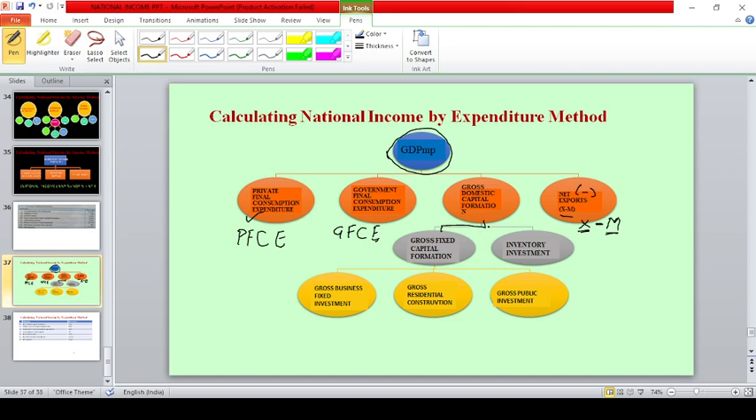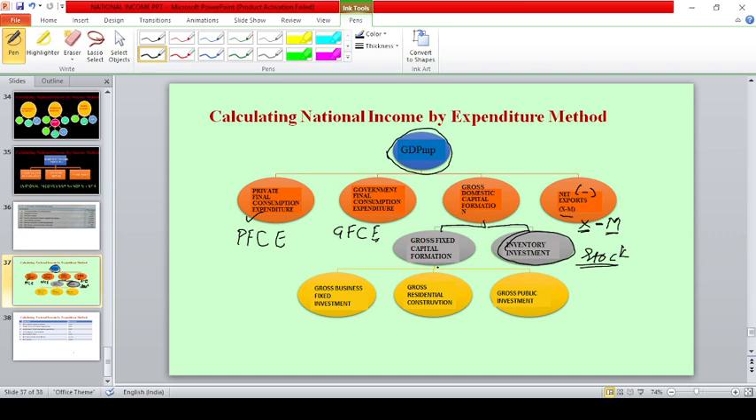Now it is being further divided into two important components, that is gross fixed capital formation plus inventory investment. Now what is inventory investment? These are all the investment that has been done on stock. The leftover which was not sold by the producer in that particular year, whichever year you are calculating the national income, has to be included in the calculation of national income. Why? Because the producer has already done the expenditure on this stock. So this inventory investment has to be included.